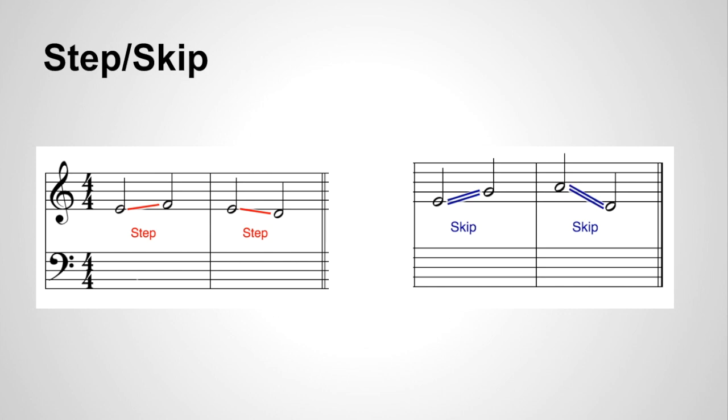A skip, conversely, is when the notes are anything but a step next to each other. So in the example on the left here, we have an E skipping up to a G. We skip the F. On the example on the right here in blue, we have an A skipping down to a D. So we're skipping the G, F, and E. That's a skip up and a skip down.